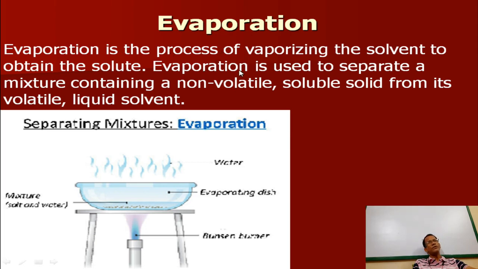Next method is evaporation. We know evaporation is the technique to vaporize the solvent from the solution, keeping the non-volatile soluble solid in the solution. In this method, the volatile solvent will be separated from the solution by evaporation. That means by heating, by boiling the solution, the solvent will be removed as vapors, keeping the non-volatile solute in the solution.